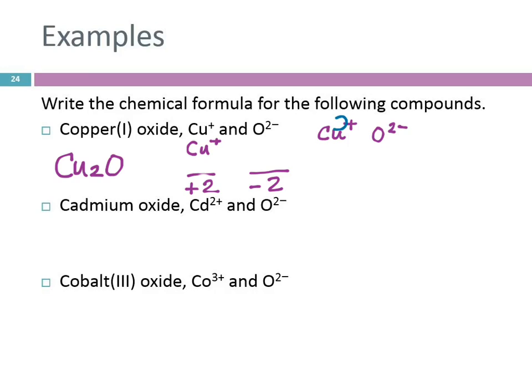Crisscross says, I'm going to take the number from this one, and that's going to become the subscript for the other ion. I'm going to take this number, and that's going to become the subscript for the first ion. So Cu2O, and there's the unwritten 1. We didn't write the 1 up here. I'm not going to write the 1 down there because chemists don't like to write the number 1.